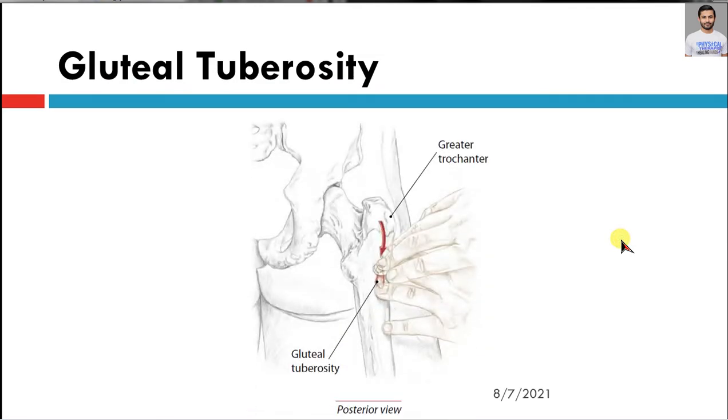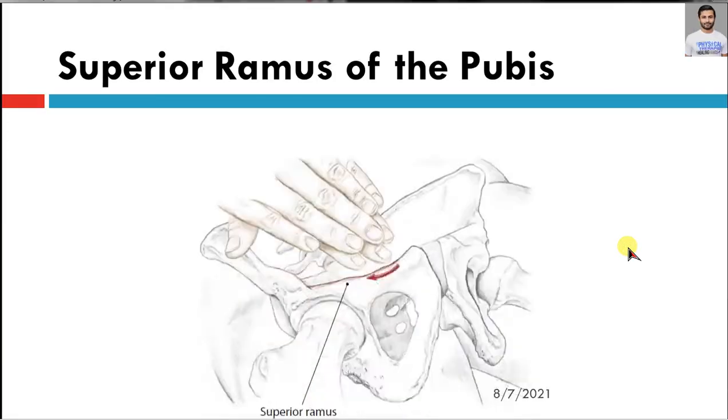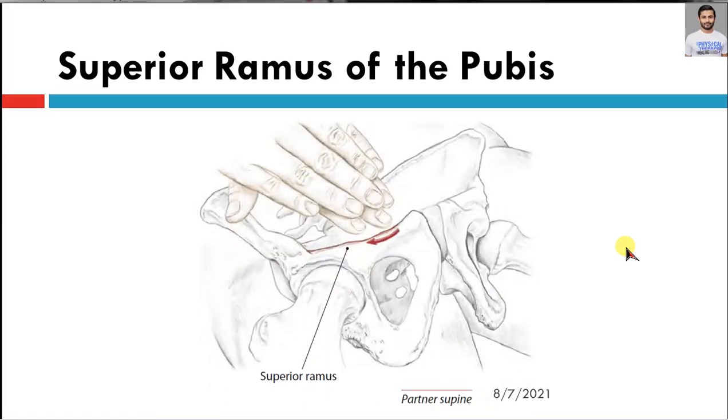The gluteal tuberosity is just inferior to the greater trochanter, and this is again the site of attachment for the gluteal muscles. The superior ramus of the pubis can be palpated just lateral to the symphysis pubis. This is the part of the bone that is lateral to the symphysis pubis. So first you need to find the symphysis pubis and then go lateral to it and you will find the superior pubic ramus.